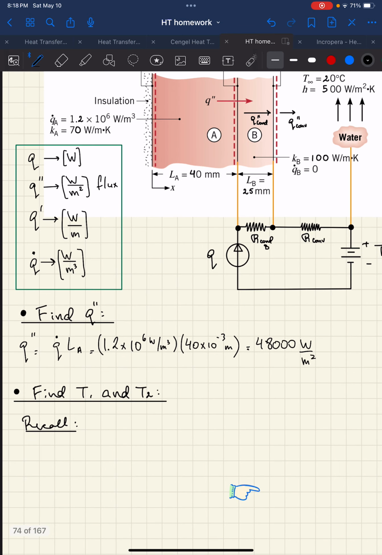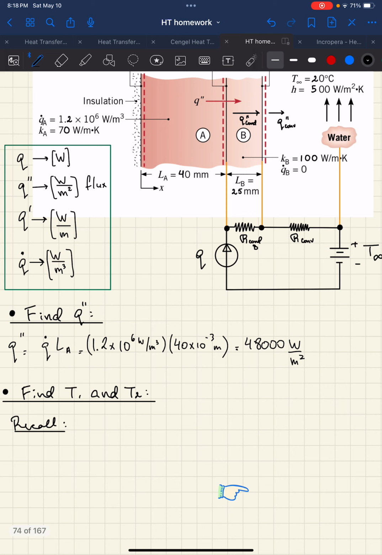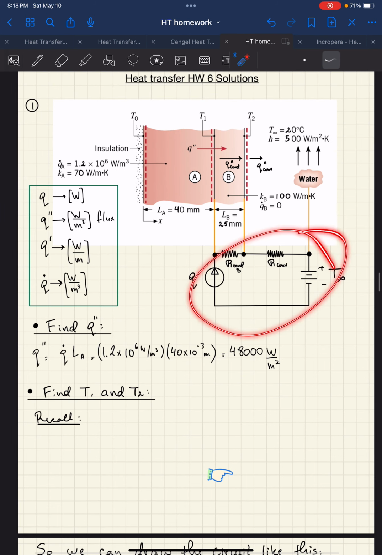Okay. Now, I need to play with this a little bit, because I can't use Q, but I can use Q double prime. So remember, this circuit is an analogy to the heat transfer. We're basically using the circuit as a map, or as a tool to help us analyze the heat transfer, because if we use a circuit, heat transfer becomes so much easier because it's just a series circuit. So it turns out that the current Q in this circuit, if you look at it from the perspective of a circuit, is this voltage, right?